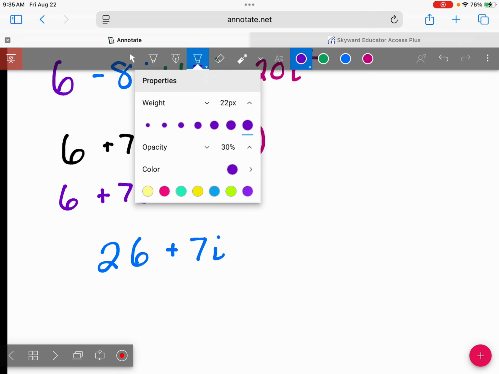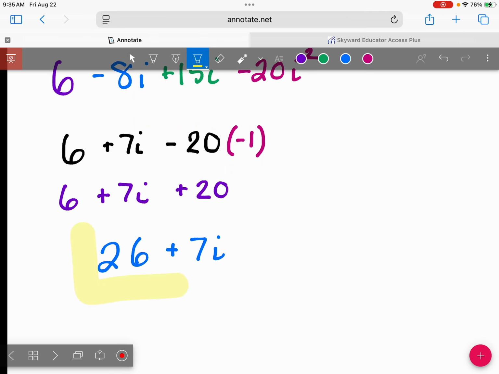When we multiply 2 complex numbers together, we should get another complex number. We should not have any exponents on i's when we're all the way done.